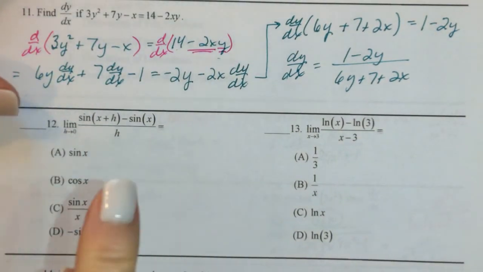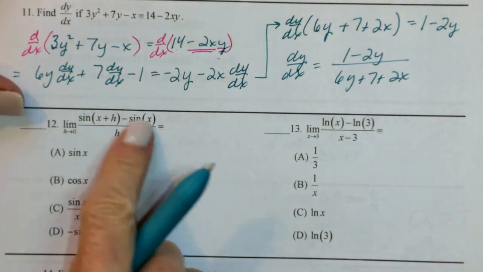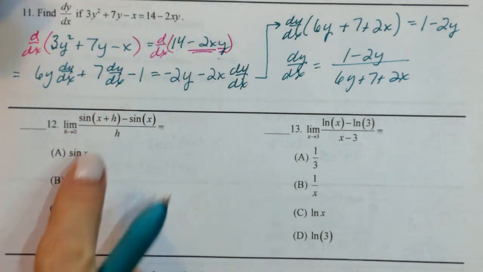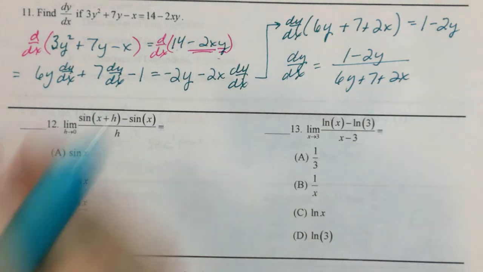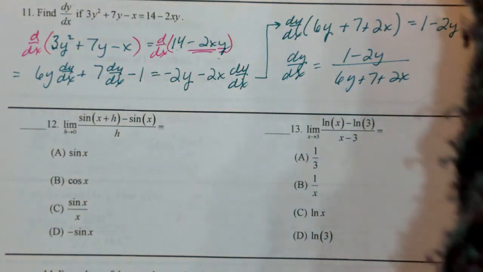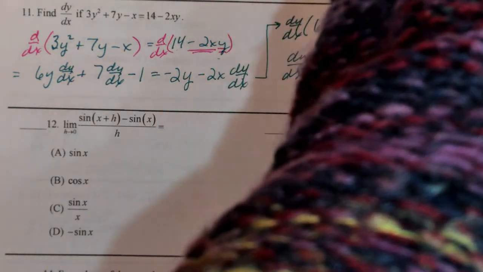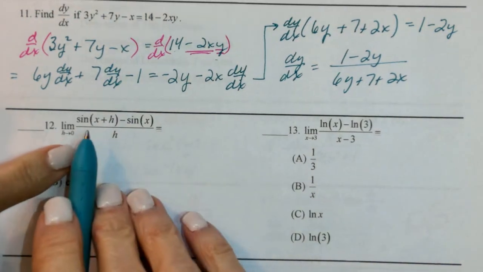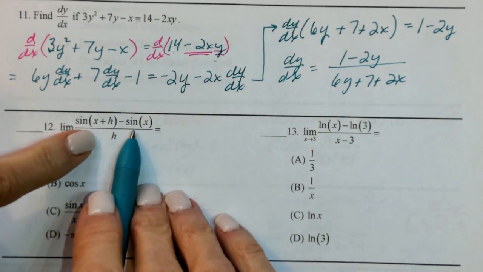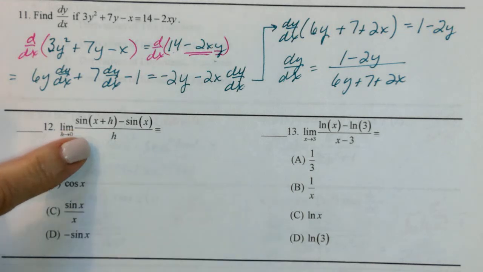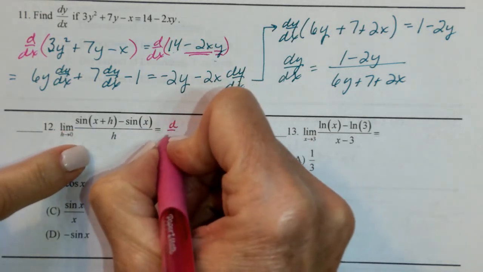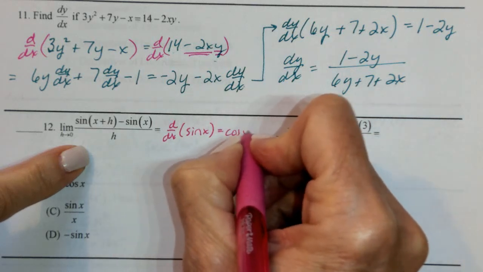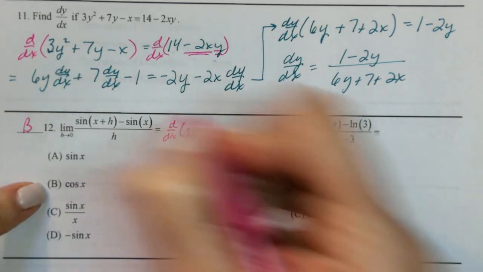Okay. What will we do with this? Well, I recognize that there are two ways to do this. First of all, I recognize that this is my definition of the derivative. So one way to do this would be to say, oh, this is the definition of the derivative of sine of x. So this is the derivative of sine of x, which is cosine x. So the answer is B.